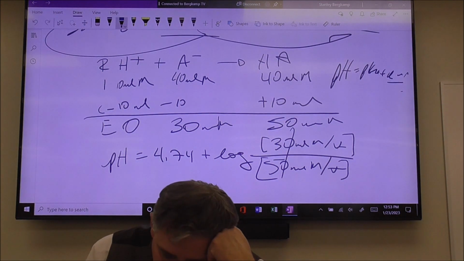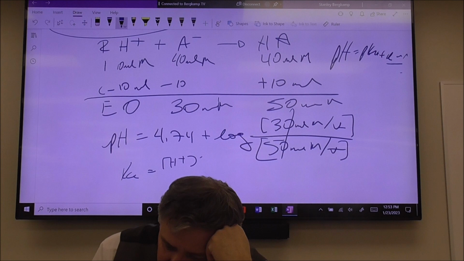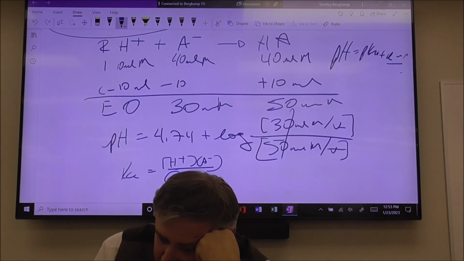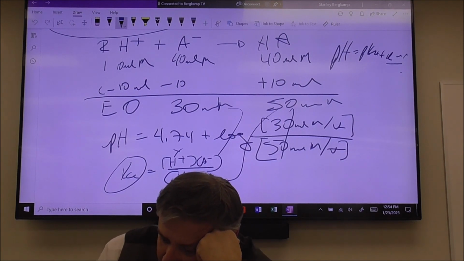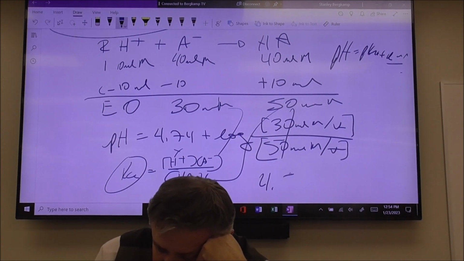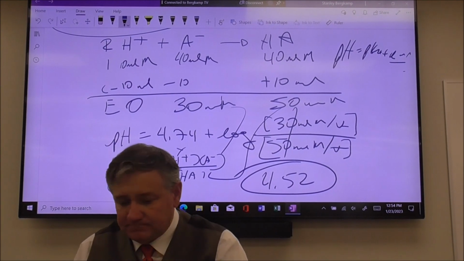But then how would your X value look? Well, it's just going to be Ka equals H times your anion divided by HA. You know what your Ka is. That's your X. You get a value of 4.52. Okay? Cool with that.